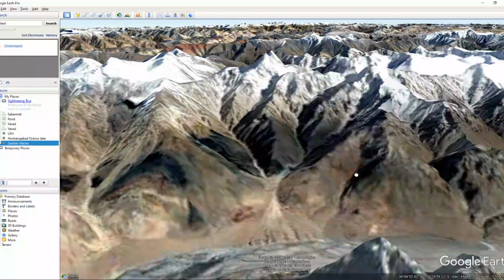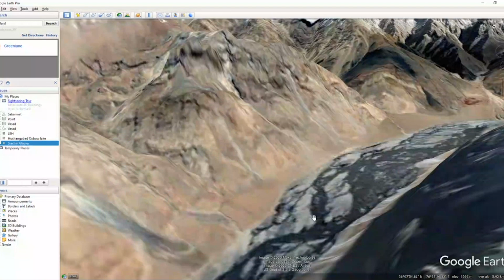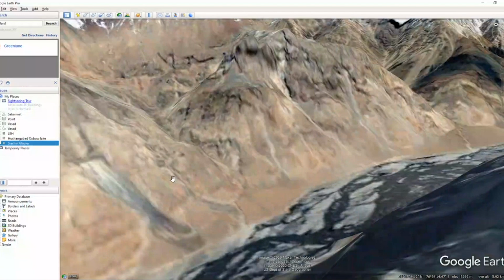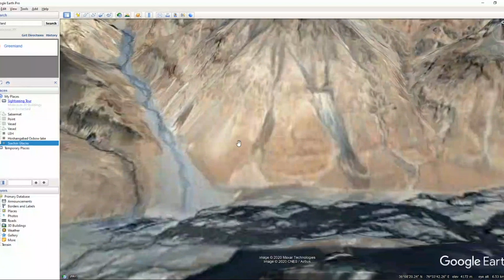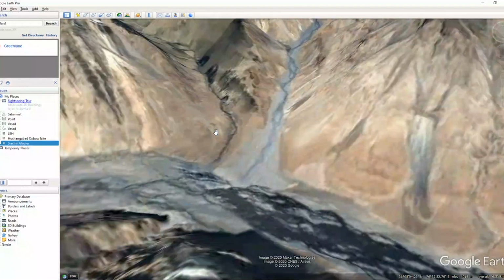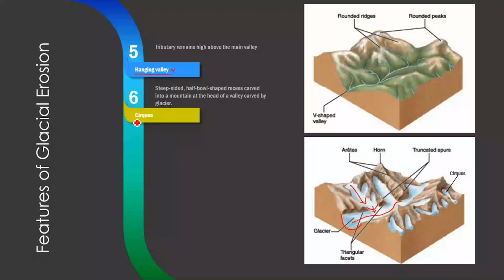So here, if you see this valley, the height is not reaching up to the base of the main valley, and this will be continuously contributing meltwater or ice to the main valley, but it is not at the same level as the base level of the main valley. So this kind of valley, we call a hanging valley. A number of such hanging valleys will be seen in glacial affected regions. Okay, so that is the hanging valley, and the next feature is called cirques.